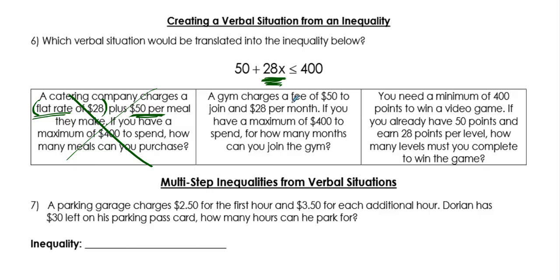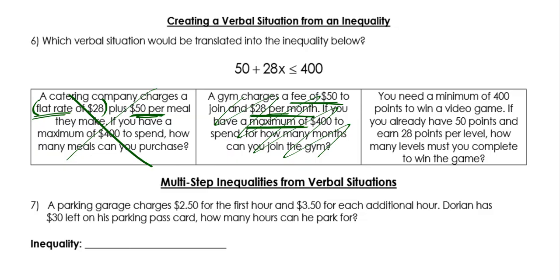Gym charges a fee of $50. That's a good start. That's a fee of $50 to join, and then $28 per month. That's another good part. $28 per month. If you have a maximum of $400 to spend, for how many months can you join the gym? That sounds perfect. Maximum of 400. We're saying that we can't spend any more than 400, so that amount has to be less than or equal to 400. I'm going to read the last one just to make sure that that doesn't make sense too.